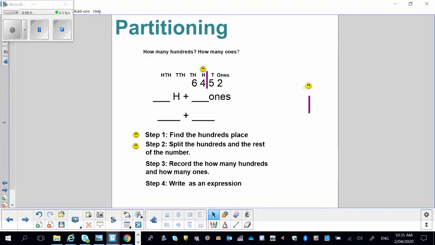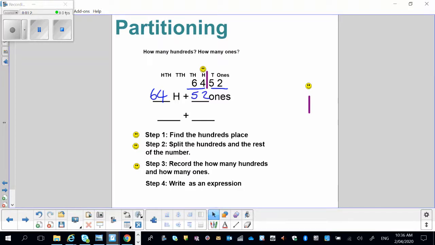I now have to record how many hundreds and how many ones. I go to my number and I look at the part before the split, because that tells me how many hundreds. I've got 64 hundreds, and I write down 64 hundreds. I look at the part after the split, and that tells me how many ones. I've got 52 ones. So 6,452 is 64 hundreds and 52 ones.